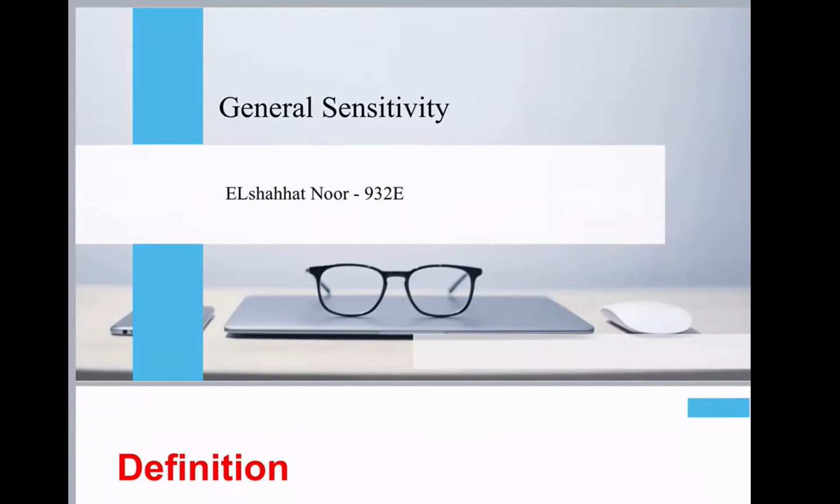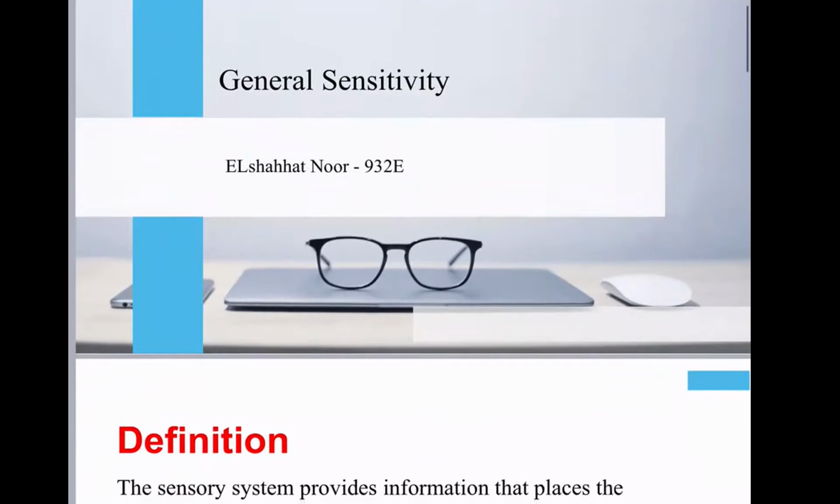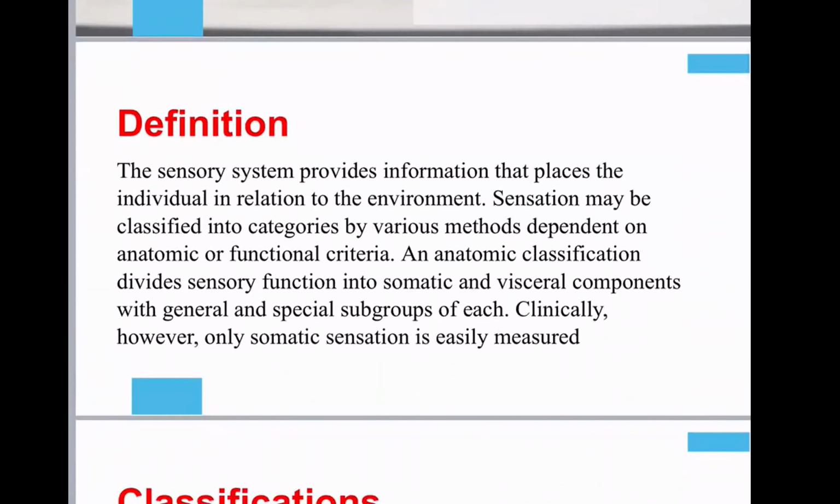Yes. So we will speak about general sensitivity, and we will start with the definition. The sensory system provides information that places the individual in relation to the environment. Sensation may be classified into categories by various methods depending on anatomic or function. Anatomic classification divides sensory function into somatic and visceral components with general and special subgroups of each. Clinically, however, only somatic sensation is easily measured.